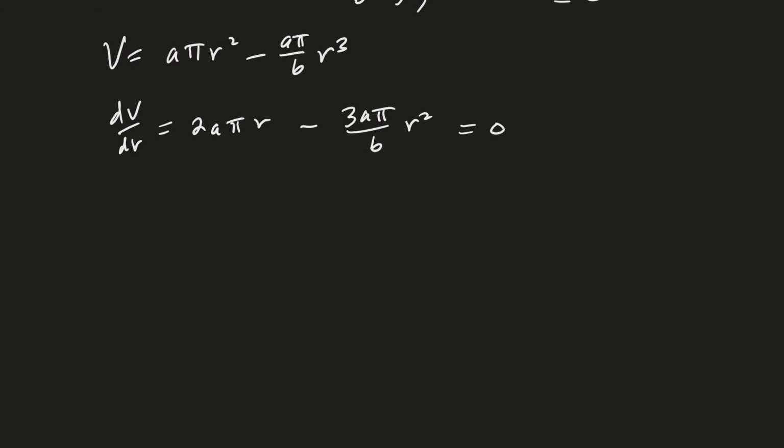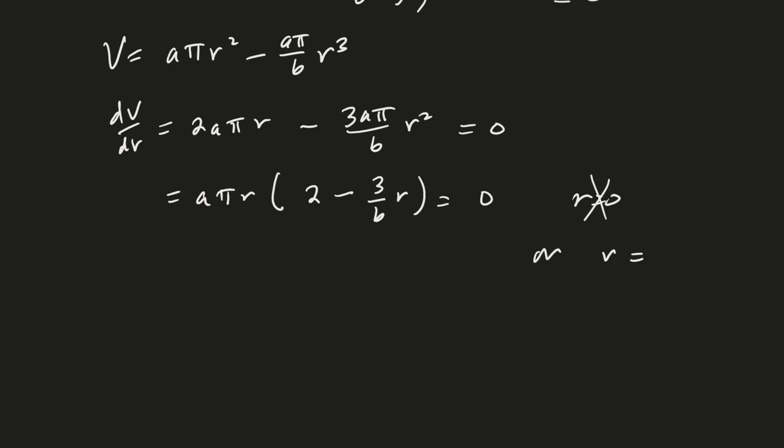So go ahead and factor everything out that's common. It looks like there's an a that's common, a pi that's common, an r that's common. So that's just going to leave me with 2 minus, the a and the pi are gone, so that's going to be 3 over b times r. Good, so therefore r is equal to 0, and we're not going to use that one. Or r is equal to 2/3 b. And I think we would use this one, right?